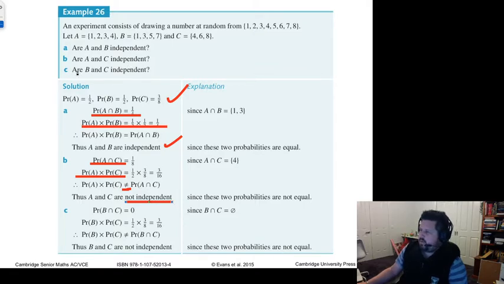Last but not least, are B and C independent? Again, let's see what B intersection C is. There are no items that are in both B and in C, so that's a null set there. So that's 0. Obviously, let's find out the probability of B multiplied by the probability of C. That's going to be a half multiplied by 3/8. Again, that's 3/16. It turns out in this case, the probability of B intersection C is not equal to the probability of B times probability of C. Because they are not equal to each other, again, they are not independent.